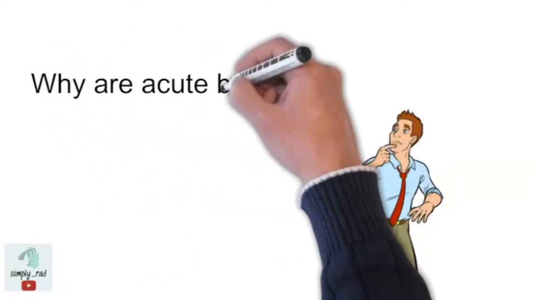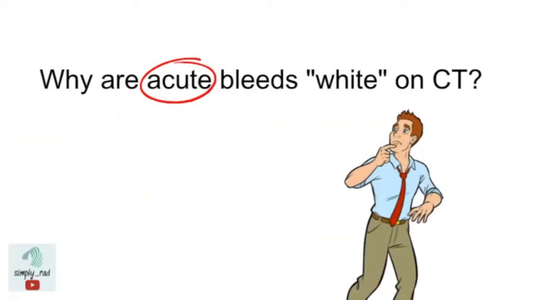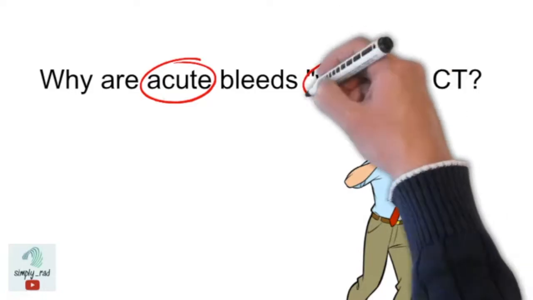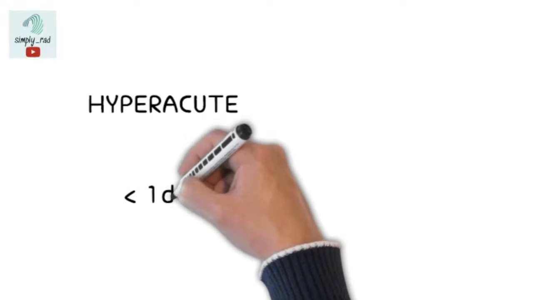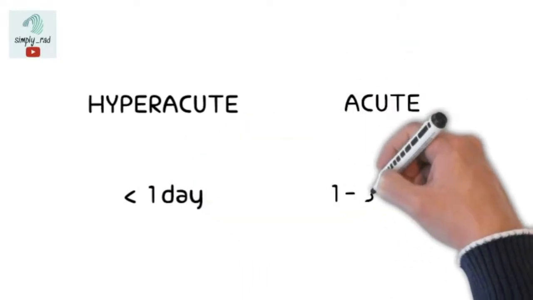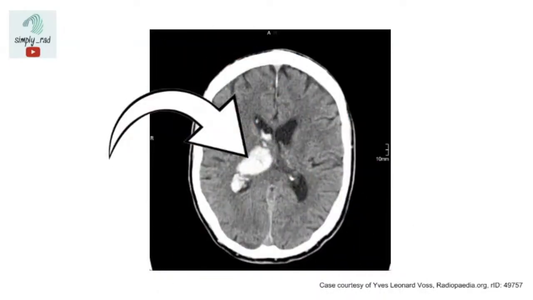Why are acute bleeds white on CT? To answer this question, let us break it down. What is an acute bleed? And what does white mean in CT? According to Osborne's second edition, hyperacute bleeds are those less than 1 day, while acute bleeds are those from 1 to 3 days. A white appearance in CT is described as hyperdense.